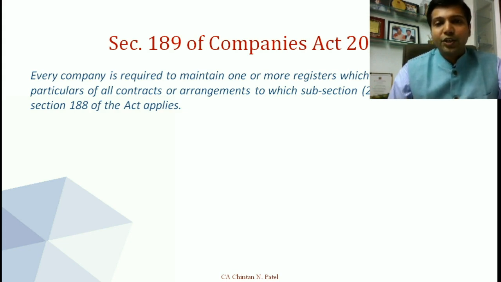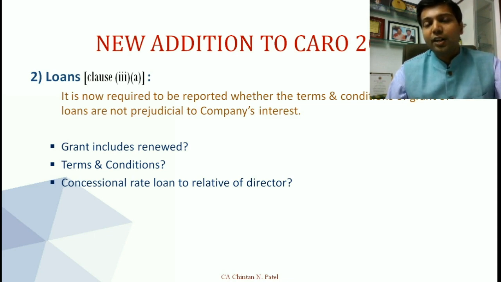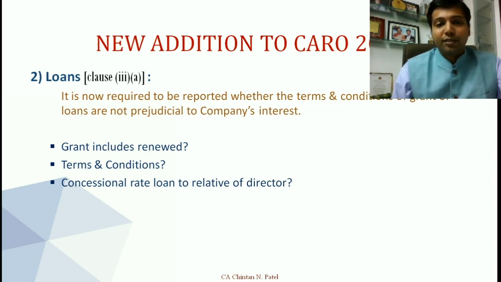So as an auditor we need to look at section 184, which is disclosure of directors' interest, and section 188, which is on related party transactions, and whether the contracts or arrangements are covered in these. For that, if a loan is granted, then we check whether the terms and conditions are prejudicial to the interest of the company or not. One question is whether the grant includes renewals. Grant doesn't mean only given fresh for the first time during the year; it also includes any grant which is renewed during the year. The term terms and conditions used in this clause is general, so it will include the rate of interest, terms of repayment, and any conditions or covenants attached to this particular grant.